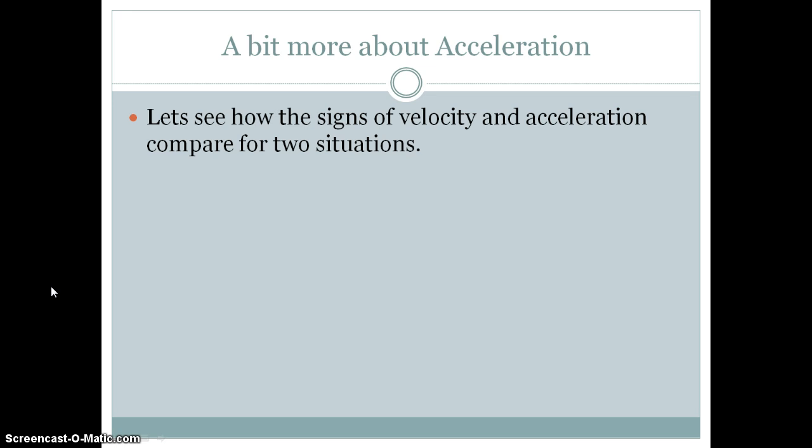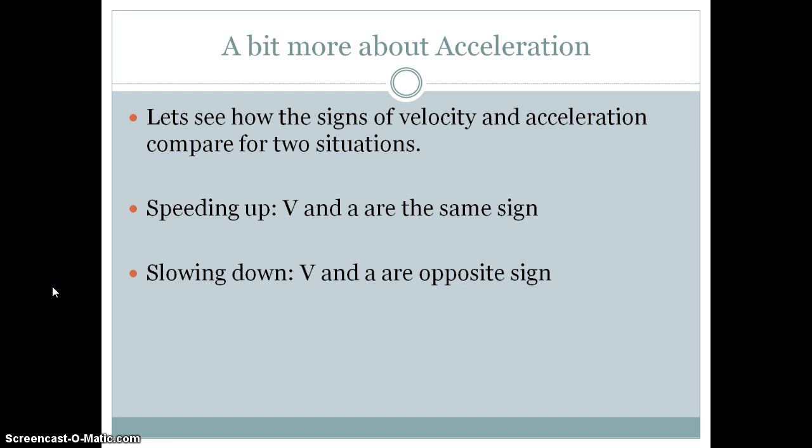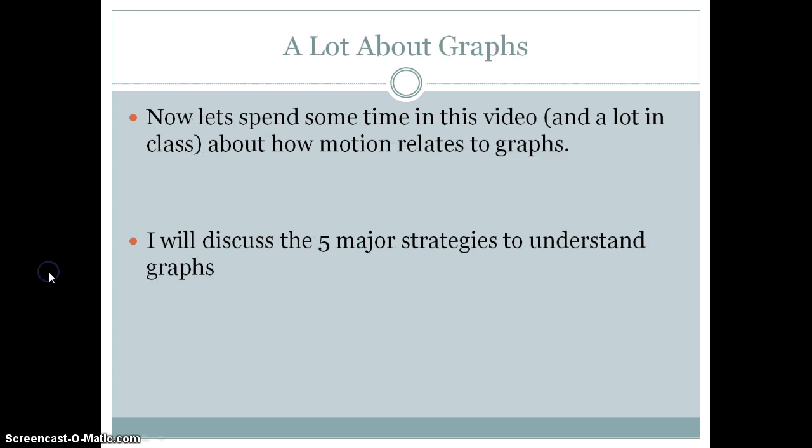Let's see how the signs of velocity and acceleration compare for two situations. If you're speeding up, either forward or backward, doesn't matter, velocity and acceleration are going to be the same sign. If you're slowing down, either forward or backwards, velocity and acceleration are different signs. This will give you a nice little idea of what's happening. So with that being said, it's now about graphs.